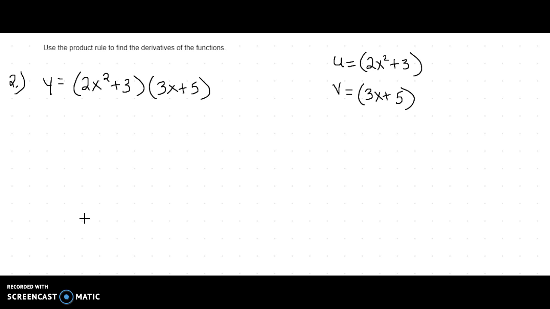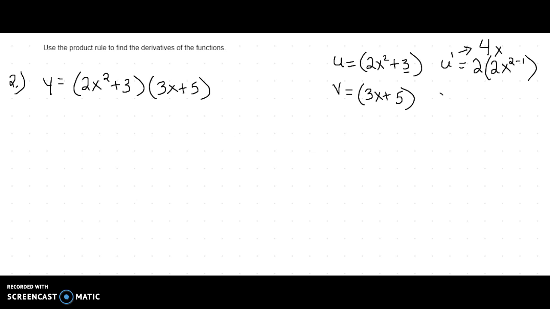Now, using the power rule, we need to take the derivative of each of these. Okay, so the derivative of u is going to equal 2 times 2x to the power of 2 minus 1. Now, let's also remember that the derivative of a constant is always going to be 0. So that 3 will cancel out. Now, if we simplify this further, we're just going to do 2 times 2. It's going to give us 4x. And 2 minus 1 is 1, so this is just going to come out to 4x.